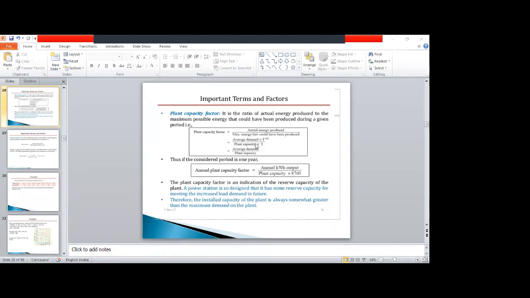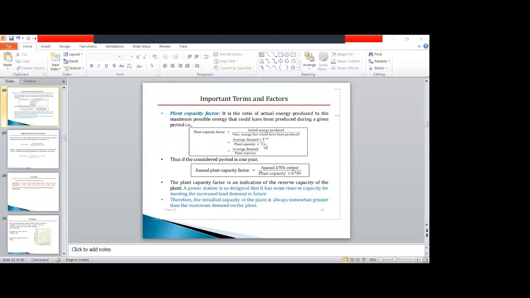So suppose you are calculating for 1 year, here plant capacity factor is equal to actual energy produced divided by maximum energy that could have been produced. Energy produced will be average load into time during which the energy was produced. So average demand on the system will be specified, into time also specified, divided by the plant capacity. Based on the plant capacity, maximum energy can be produced. Plant capacity will be expressed in either kilowatts or megawatts. If it is a large value, it will be expressed in megawatts.